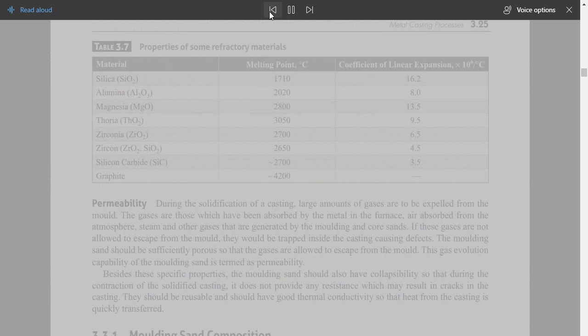Metal casting processes 3.25. Table 3.7 Properties of some refractory materials. Material, melting point in degrees C, coefficient of linear expansion, 10^-6 per degree C. Silica, SiO2, 1710, 16.2. Alumina, Al2O3, 2028.0. Magnesia, MgO, 2813.5. Thoria, ThO2, 3059.5. Zirconia, ZrO2, 2706.5. Zircon, ZrO2.SiO2, 2654.5. Silicon carbide, SiC, 2703.5. Graphite, 4200.